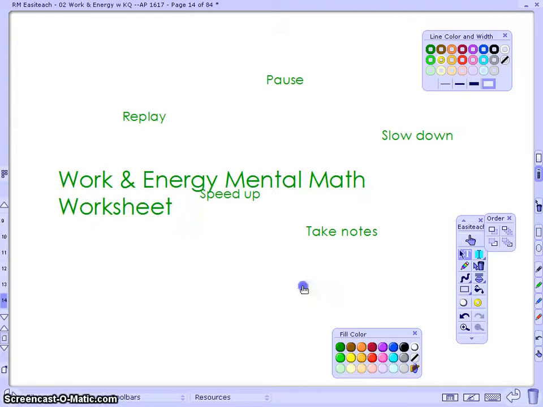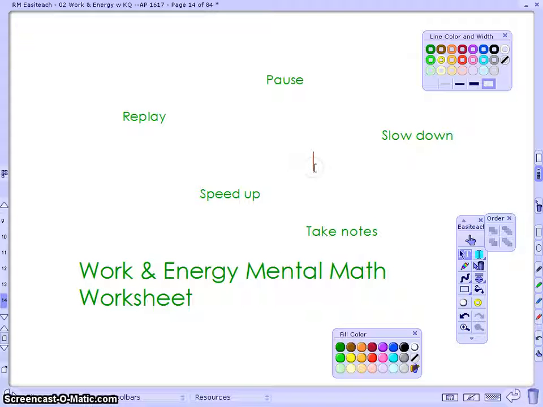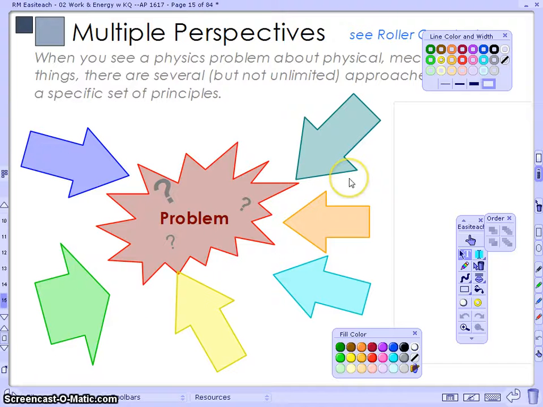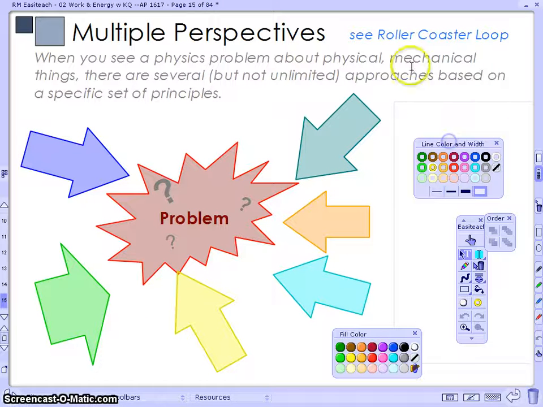This is meant to help you with the work and energy mental math worksheet. It's a deceptive worksheet. It's meant to be mental math, even though some of it might seem like trig, but we're focusing on the relationship between work and energy in that worksheet. This sort of goes with the roller coaster loop introduction worksheet.